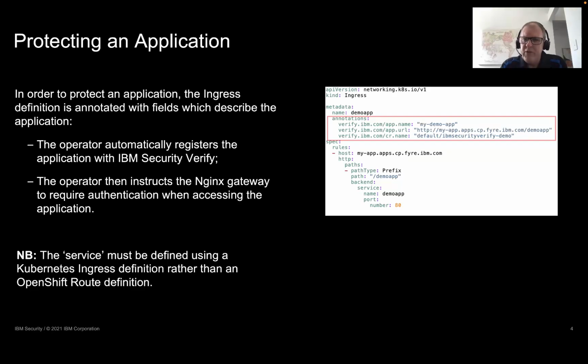So the system and the verify operator will look at your ingress definition, and if it sees those annotations, it will do two things. First, it will register the application with IBM Security Verify. Then the second thing it will do is it will instrument the Nginx gateway so that it knows that security should be applied to the application access via IBM Security Verify. Now, one thing which is important to note is in order to protect your application, you do need to use an ingress definition. And this is instead of the traditional or legacy OpenShift route definition. So we do need the ingress definition.